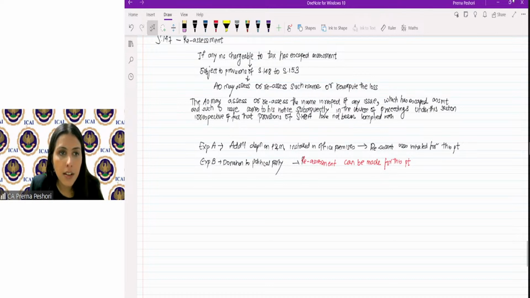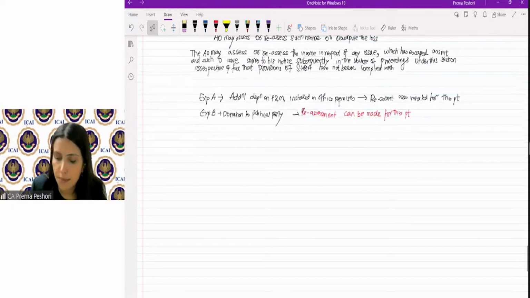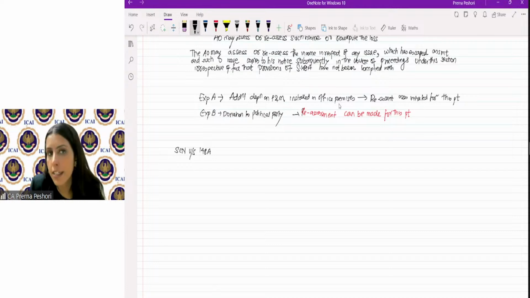So first thing, section 148A. The reassessment will start with a show cause notice under section 148A. Now, what does section 148A tell? Let's try and understand.